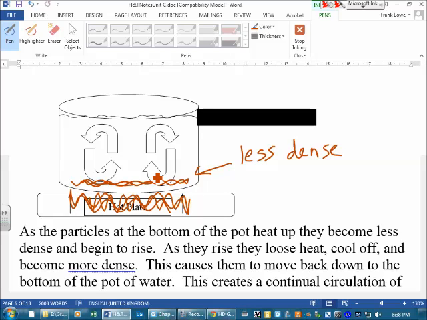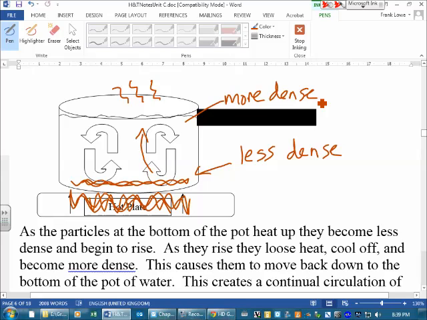So what happens is the less dense material goes up. Right? Now, as it does that, as it goes up, it loses heat, and it's away from the heat source. So now those particles move closer together because it's cooling off. So the particles move closer together. And up here, then they become more dense, right?